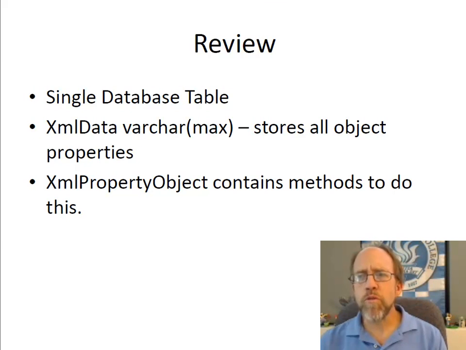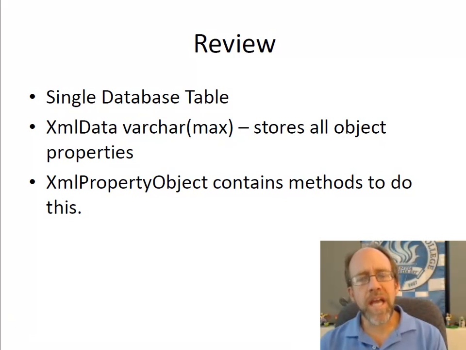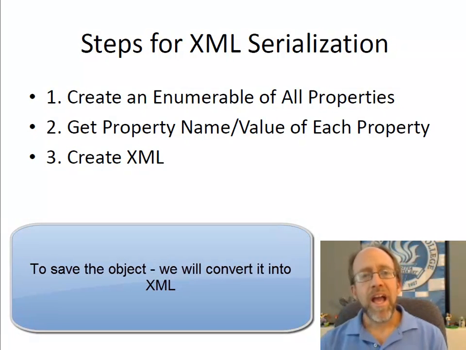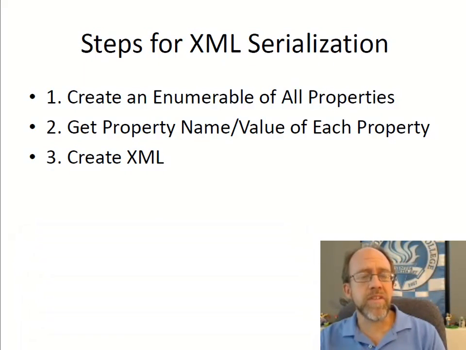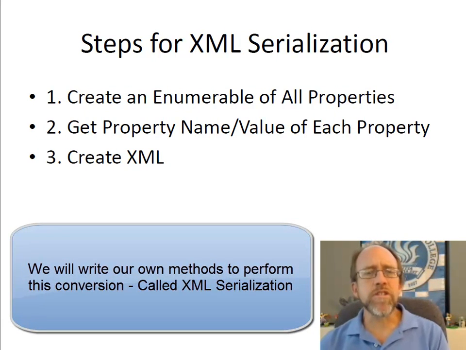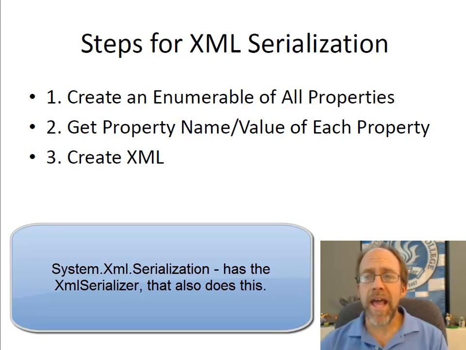So this is kind of a review of what we've done. The name of the field is XML data, which is where I store this, and XML property object is the name of the object which I inherit from to get all these capabilities. So how do we do XML serialization? I want to convert the object into XML. First, there is a built-in capability for XML serialization in the XML namespace of C#. However, it doesn't have all the features that I need, so I need to duplicate most of those features and then add my own capability to it, which is what I've done.